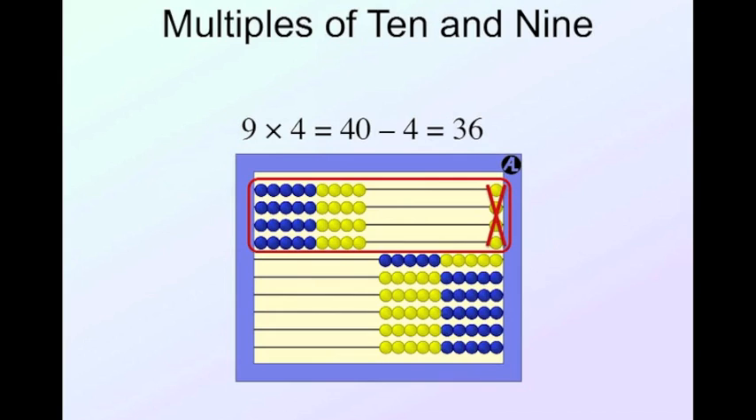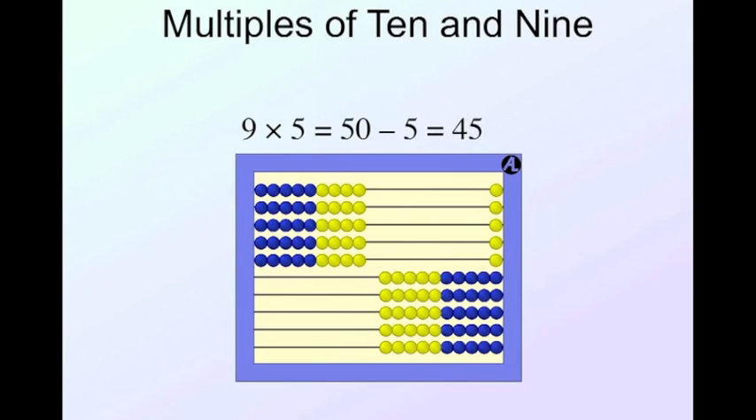9 times 4 would be the same thing as 40 minus 4, which is 36. 9 times 5 is 50 minus 5, 45. 9 times 6 is 60 minus 6, 54.